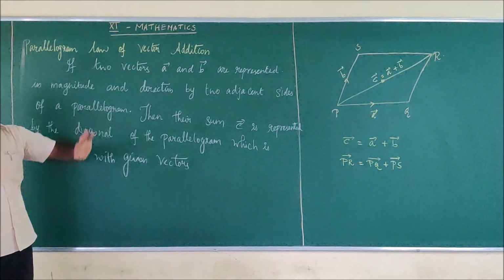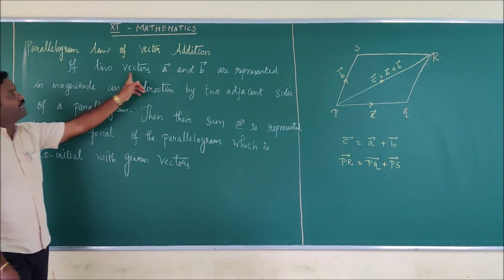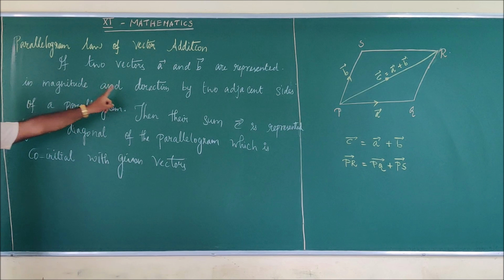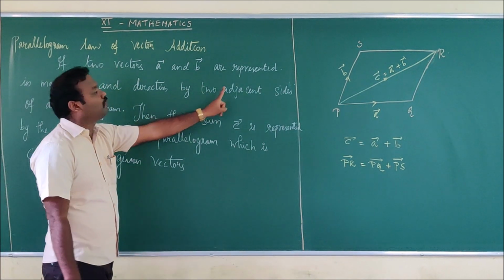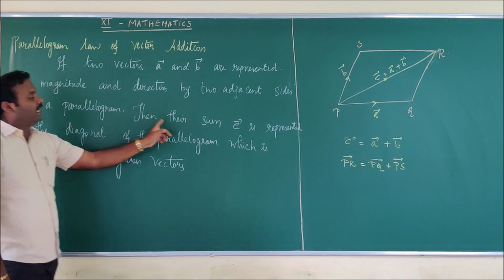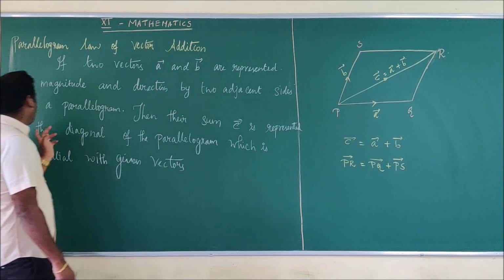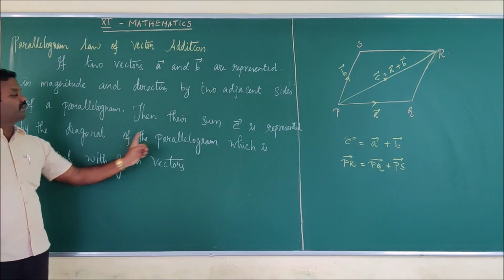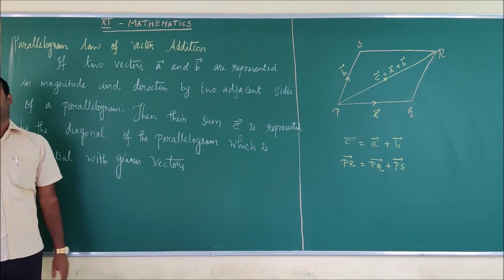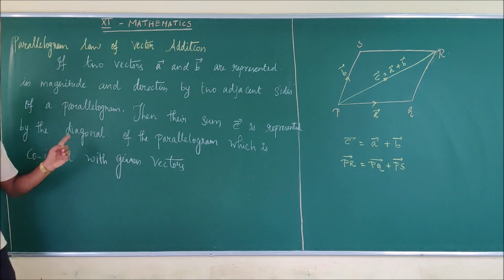Parallelogram law of vector addition. If two vectors A vector and B vector are represented in magnitude and direction by the two adjacent sides of a parallelogram, then their sum C vector is represented by the diagonal of the parallelogram which is co-initial with the given vectors.